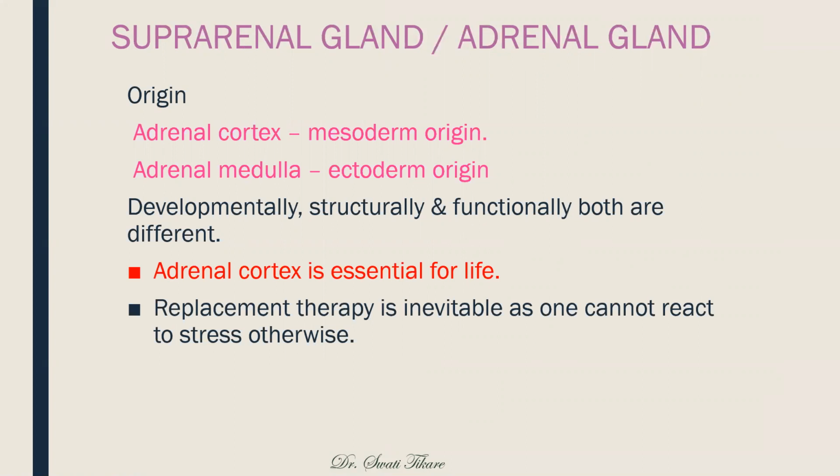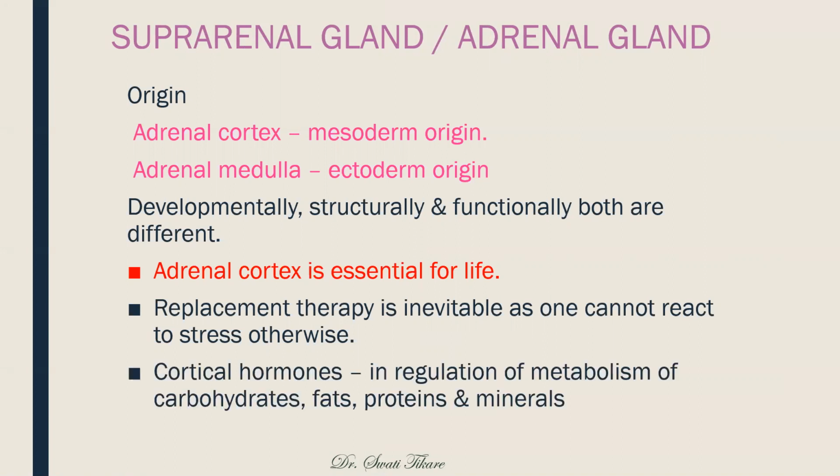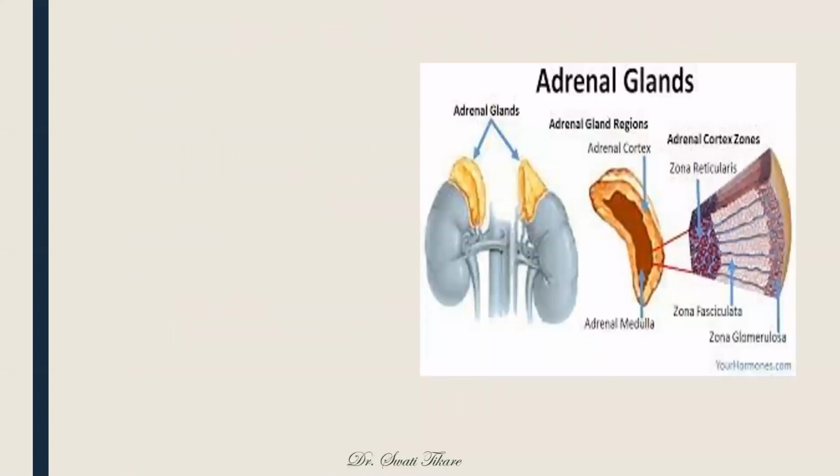The adrenal cortex is essential for life, because if there is any problem with the adrenal cortical secretions, replacement therapy is inevitable, and the body cannot react to stress in the absence of cortisol. Just like we said, thyroid hormones and parathyroid hormones are essential for life, the adrenal cortical hormones are also essential for life. Basically, their function lies in the fields of metabolism of carbohydrates, fats, proteins, and minerals. So that is their important function.